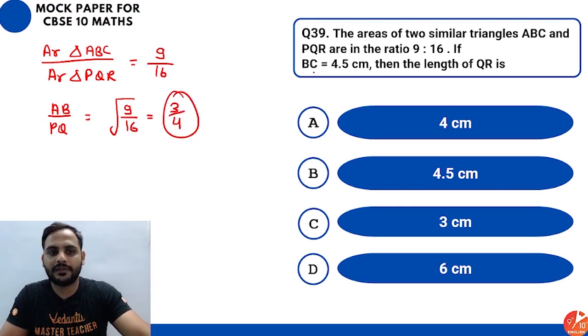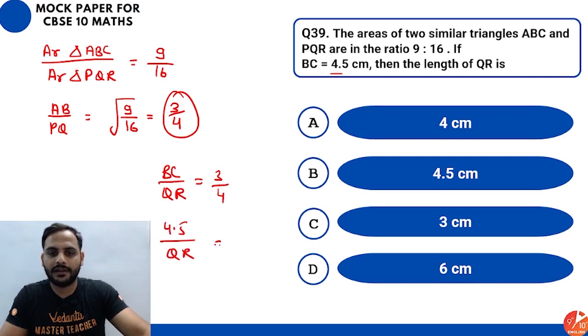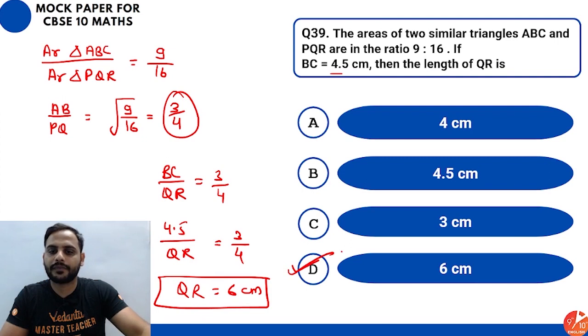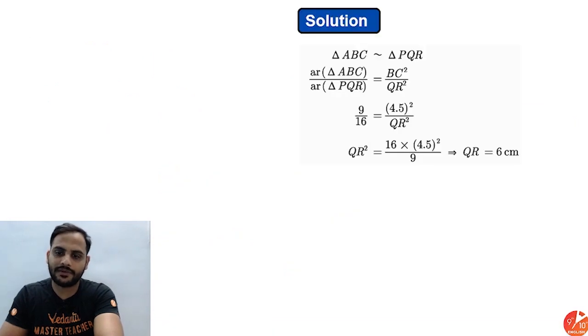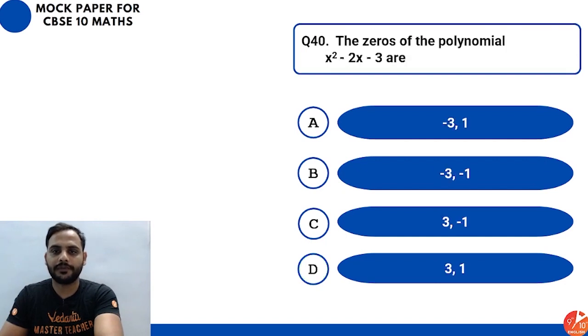Same will be, now they are saying BC is 4.5, so we can say BC upon QR will also be 3:4. BC is 4.5 upon QR is equal to 3:4. Cross multiply, you'll get QR is nothing but 6 centimeter. Option D. Ratio of areas is given, and we can easily find the ratio of sides, square root of that, 3/4. Corresponding side BC is given, QR is not given, find it out. All right. Let's do the next one.